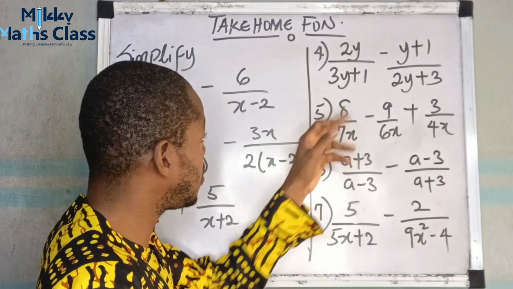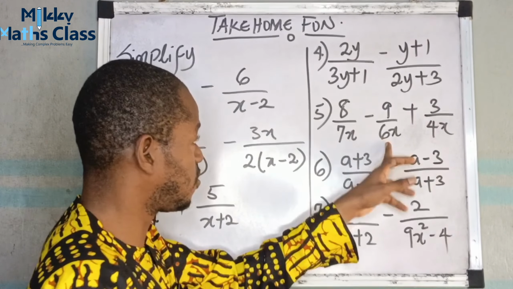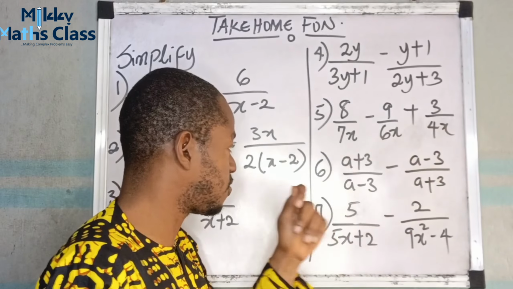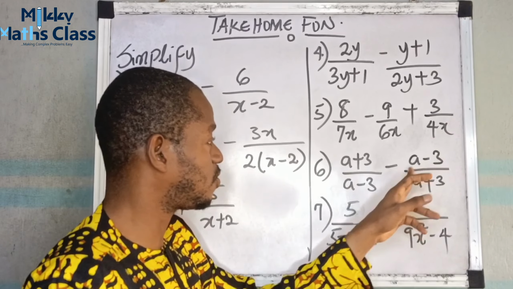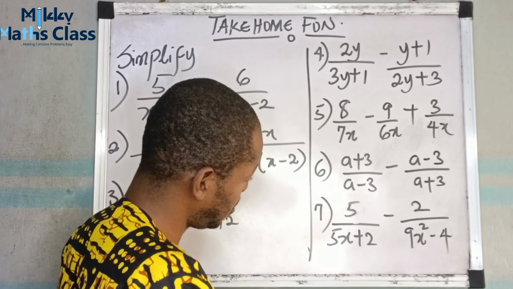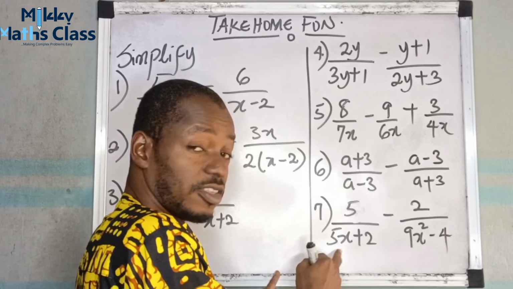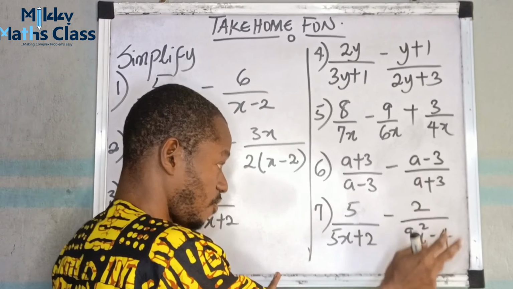The fifth one says 8 over 7x minus 9 over 6x plus 3 over 4x. The sixth one, a plus 3 over a minus 3 minus a minus 3 over a plus 3. And last but not the least, 5 over 5x plus 2 minus 2 over 9x minus 4.